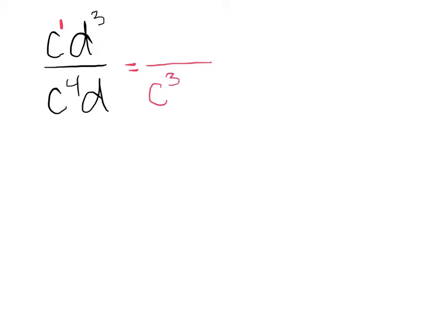Now let's look at our d's. Where do we have more d's? We have more d's on top. We have d cubed, and then we have d to the 1 on the bottom. Subtract 3 minus 1, we end up with d squared in the numerator of our fraction. So our final answer is just d squared over c cubed. Our goal is always to get each variable written only one time. Since I only have one d and I only have one c, there are no negative exponents, we're good.